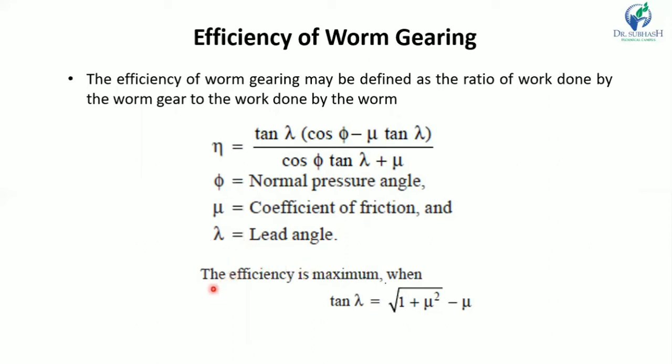So the efficiency is maximum when this condition is satisfied: tan lambda is equal to root of (1 plus mu square) minus mu. If this condition is satisfied, then the efficiency of the worm gearing is maximum.